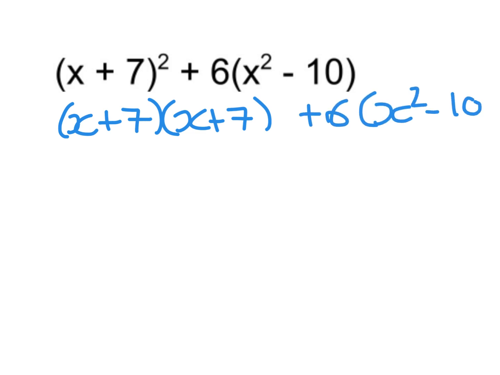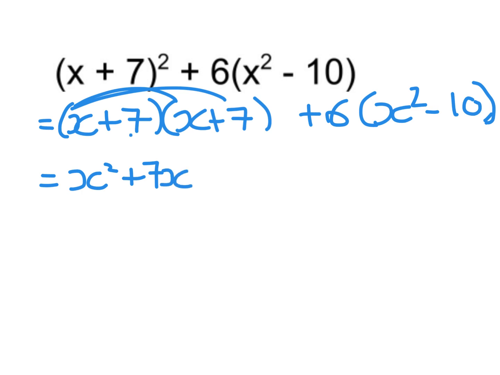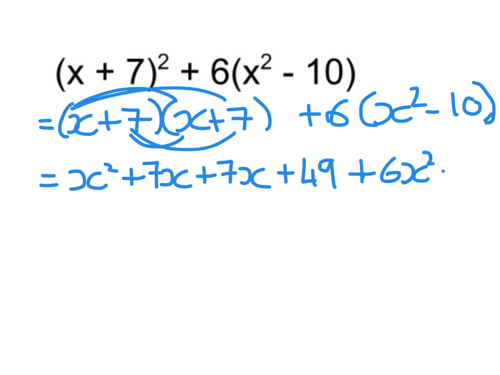Right, what you do is treat this like 2 separate questions. You do the left-hand side, you do the right-hand side, then you tidy them up. So multiplying out your first bracket, we'll have x times x is x squared. x times 7 is 7x. Then 7 times x, there's another 7x. Then 7 times 7 is 49. Then this bracket on the right has to be multiplied by 6, giving you 6x squared minus 60.